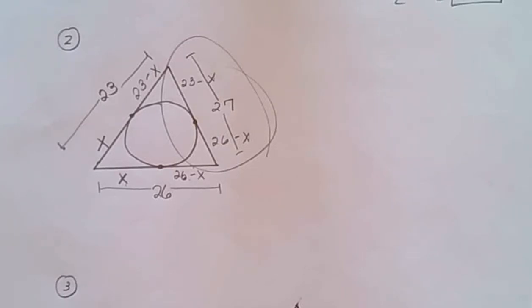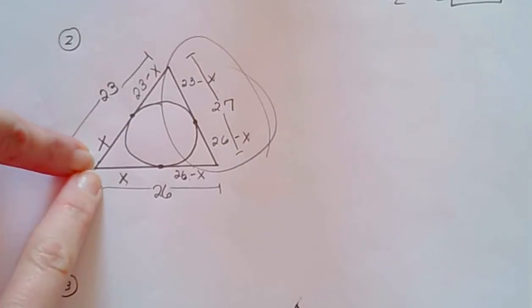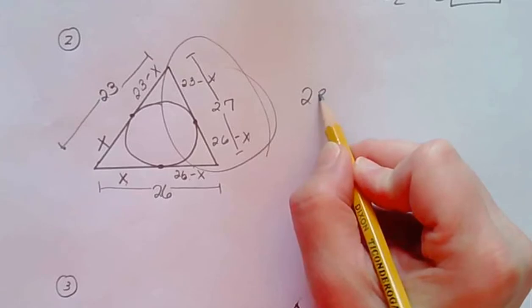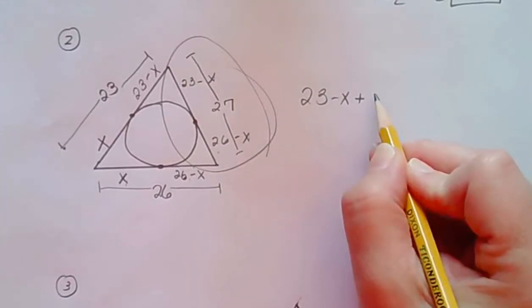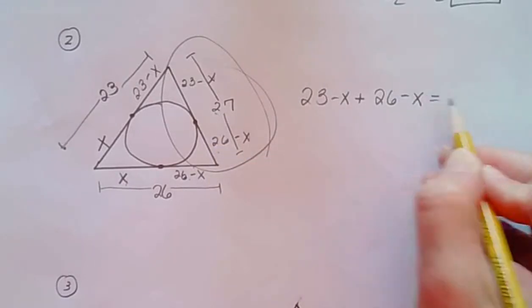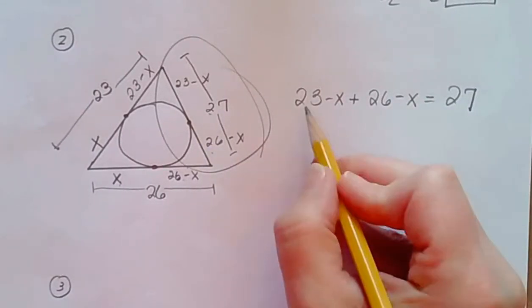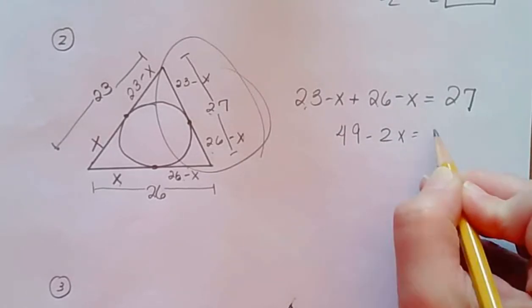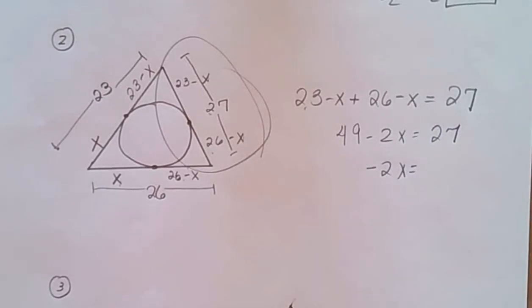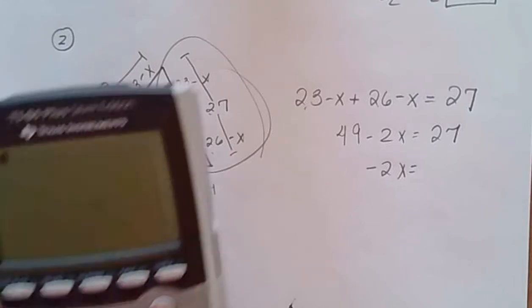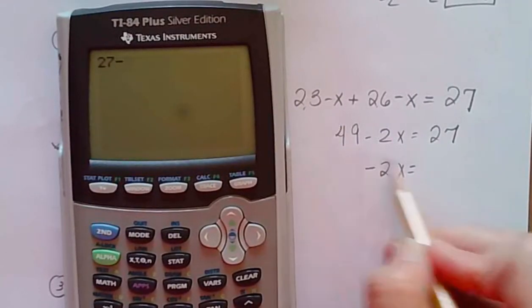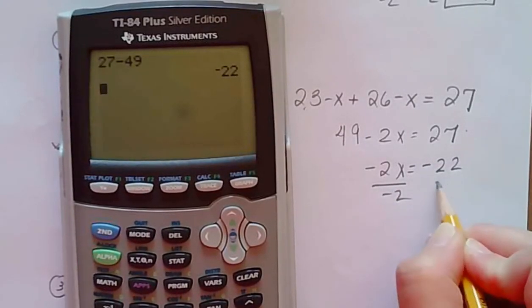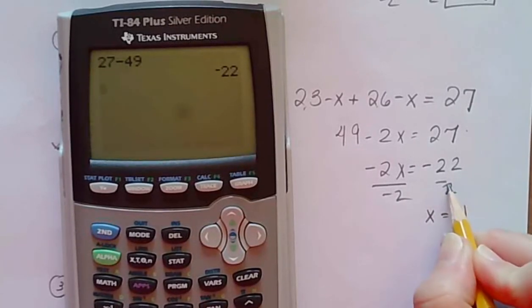And that is how we get our last equation. So we're going to start over here where our x is and walk around to the opposite side. 23 minus x plus the other piece, which is 26 minus x, is equal to 27. 23 and 26 is, what is that, 49 minus 2x is equal to 27. Breaking out the calculator so I don't make a mistake here. I'm going to do 27 minus 49. And that's negative 22 divided by negative 2. And x is equal to 11.